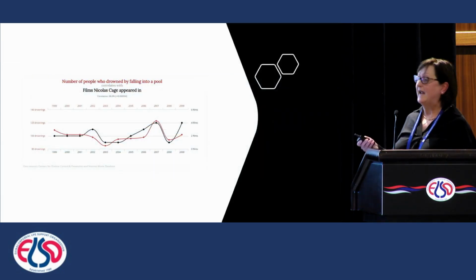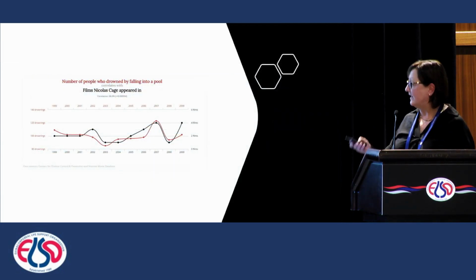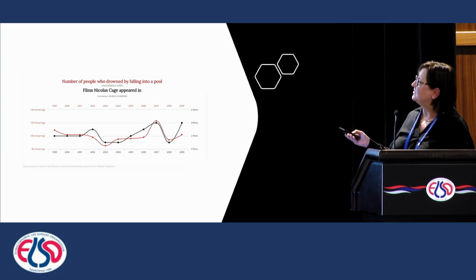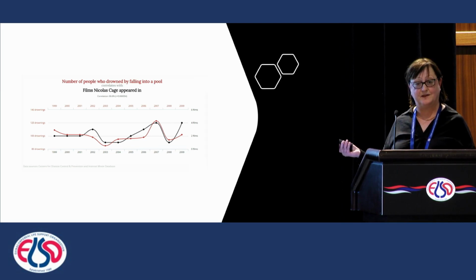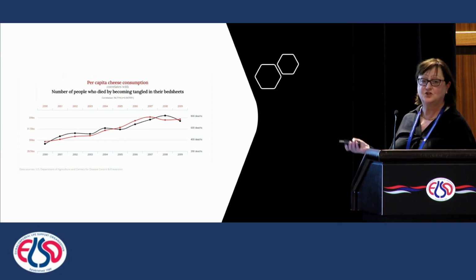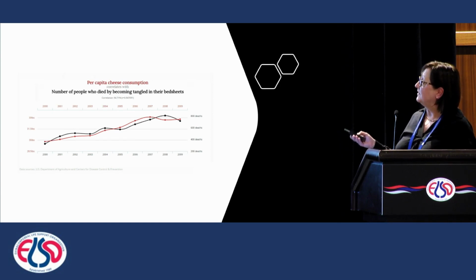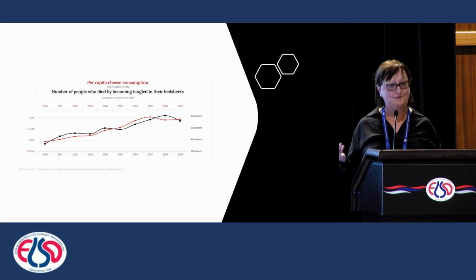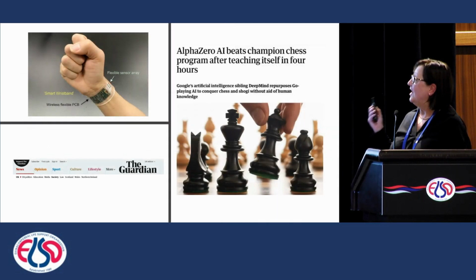And people are very anxious about these. And this is a great website where you can look for useful correlations. So this is a correlation of the number of people who drowned by falling into a pool with films that Nicolas Cage appeared in. And you see a beautiful correlation here. And I've got another one, per capita cheese consumption with the number of people who died by becoming entangled in their bedsheet. So you have to be very careful when you're looking at these data.